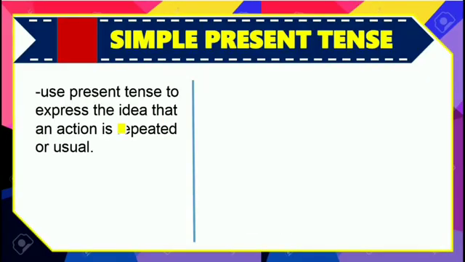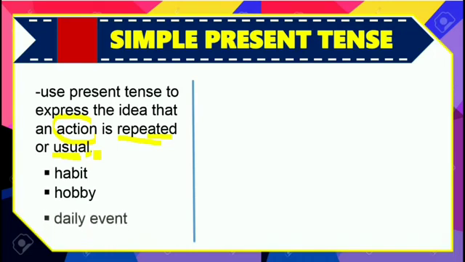Now, when do we use simple present tense of the verb? We use this to express the idea that an action is repeated or usual. So our keyword here is the word repeated and usual. So what are these? These are actions that we usually do. Examples are habit, or we could have a hobby, or daily event, or something that we continually do in the present.